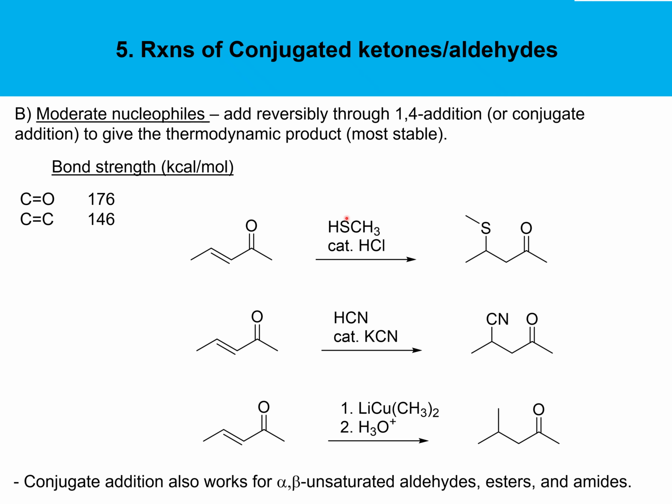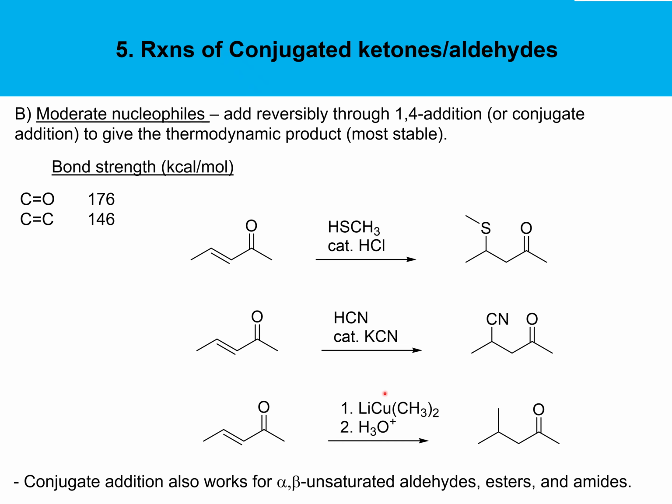So in this example, the sulfur, the thiol, will add to the beta carbon, eventually getting rid of this double bond after the addition of a hydrogen to the alpha carbon. And so in the product, we will have a sulfide substituent added to the beta carbon. The double bond will be gone and the carbonyl still intact. Another moderate nucleophile is the cyanide ion that generally adds to the beta carbon. And cuprates or Gilman reagents will also add an alkyl group to the beta carbon.